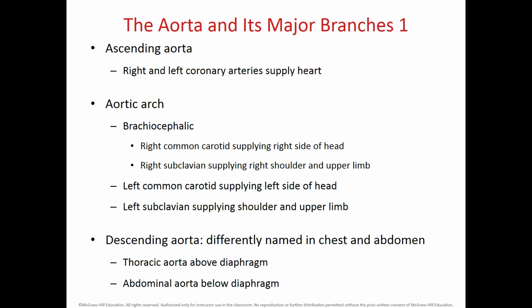As the aortic arch is going down, it's going to form the descending aorta. So it's basically the same artery, but it's going to change its name. And as it's going down, this descending aorta is going to give the thoracic aorta above the diaphragm and the abdominal aorta below the diaphragm.